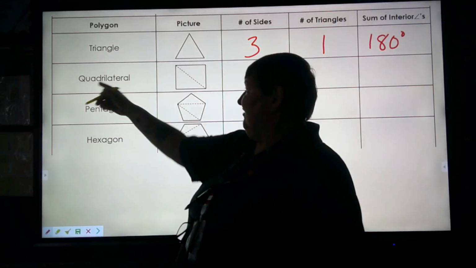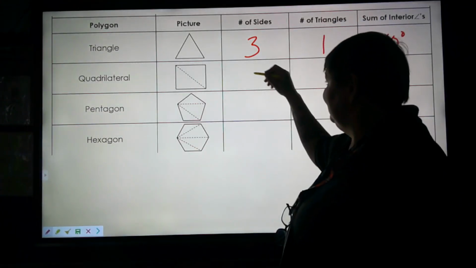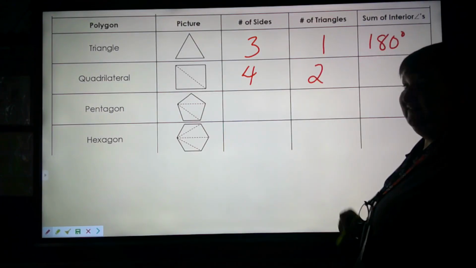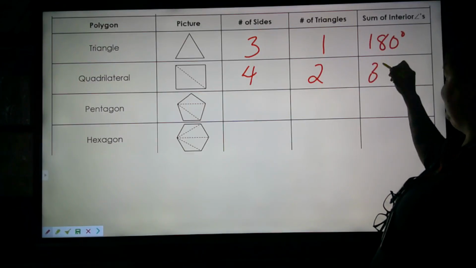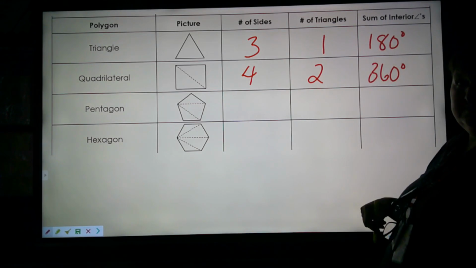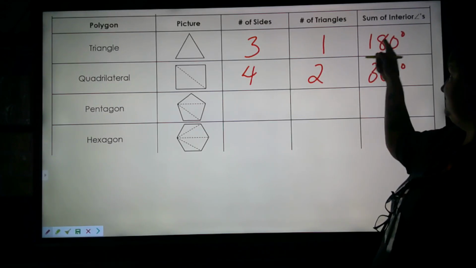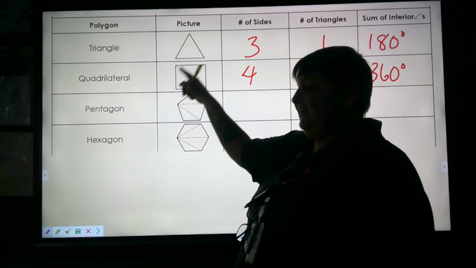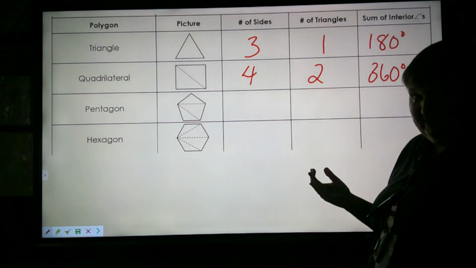Alright, now we have a quadrilateral, or rectangle, that has four sides. That's what quad means. You can make two triangles on the inside. Two triangles means it's going to be 360 degrees. Because it's 2 times 180, two triangles. A triangle is 180 degrees. Two triangles, 2 times 180 is 360 degrees. So if you add up all four angles on the inside, it should equal 360 degrees. If not, you did something wrong.